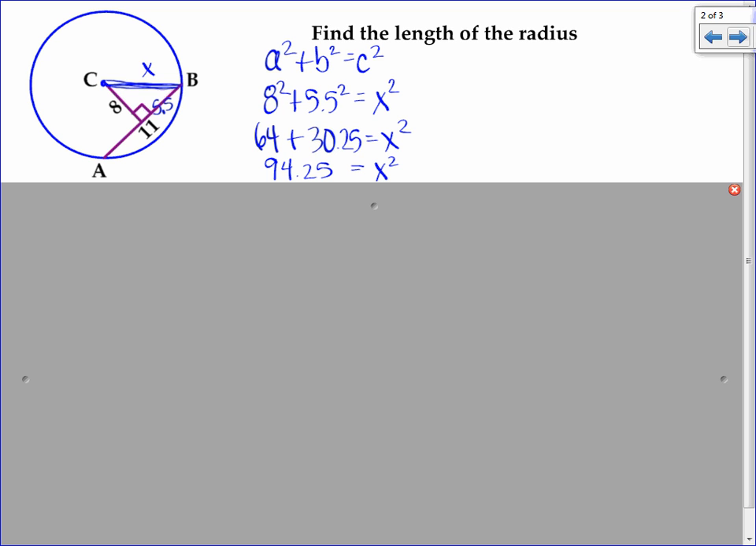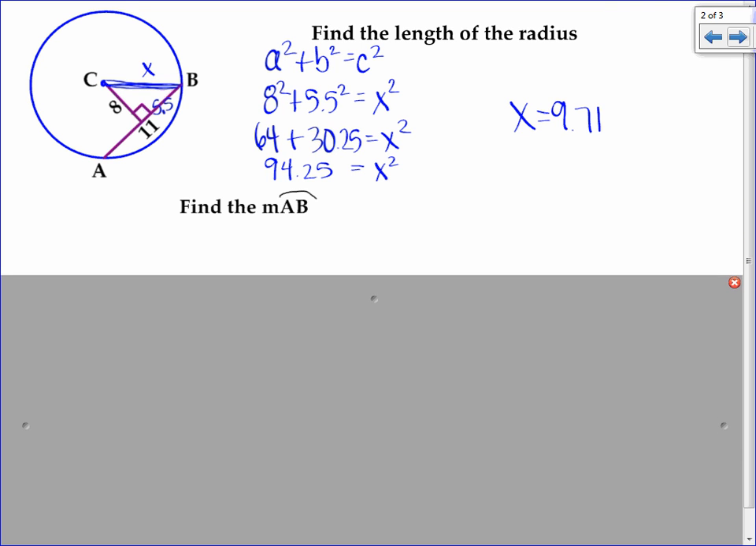Final step, square rooting. 9 point something, what is it? 9.7. If you round it. Okay. Questions on that? Okay, so that's using that property that that chord gets cut in half if there's a right angle from the center.